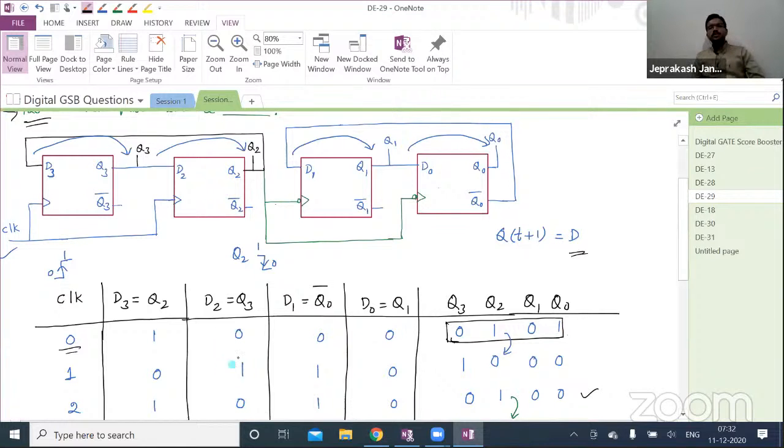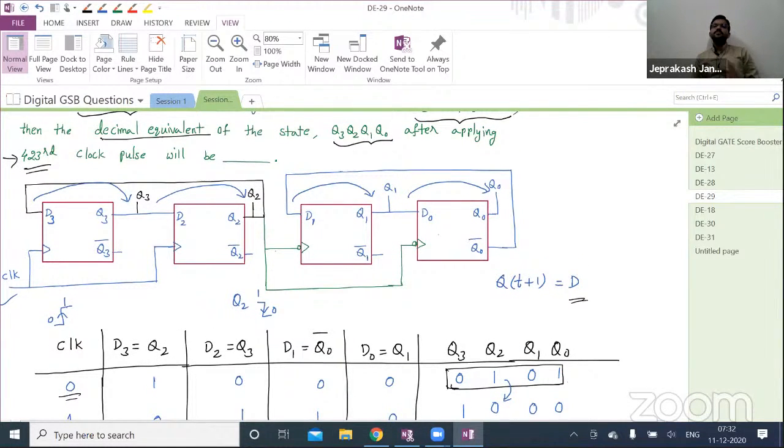Okay, so if you get the same question in your GATE exam, you don't follow this entire procedure, it will be time consuming. Just observe the given circuit. What is this particular circuit? Just recollect your counter concepts and tell me the name of this particular circuit.